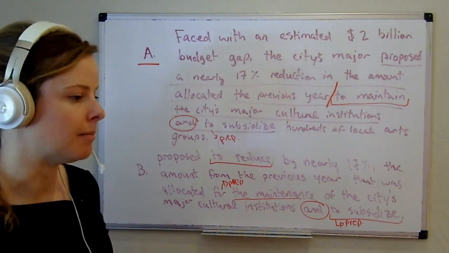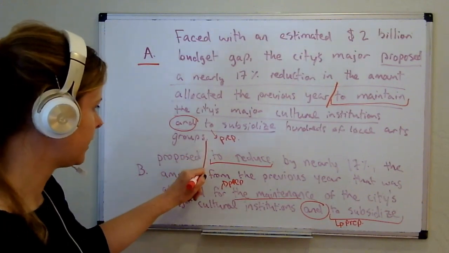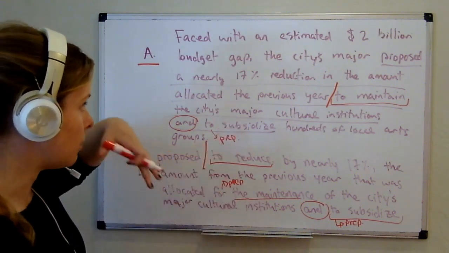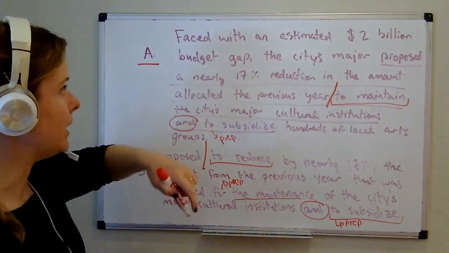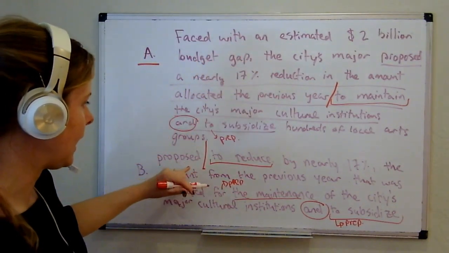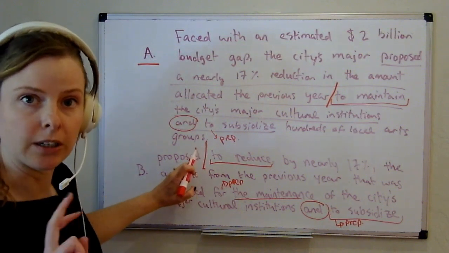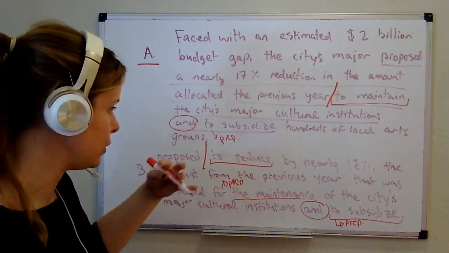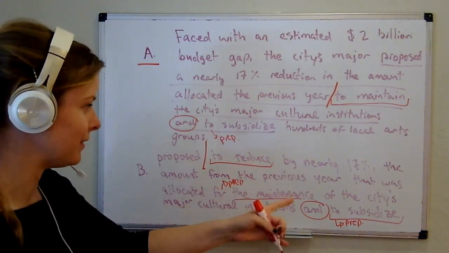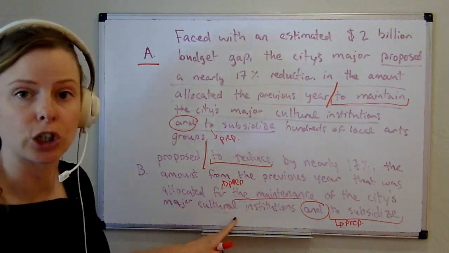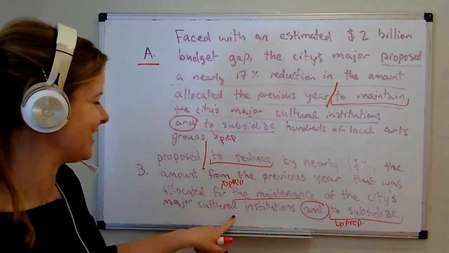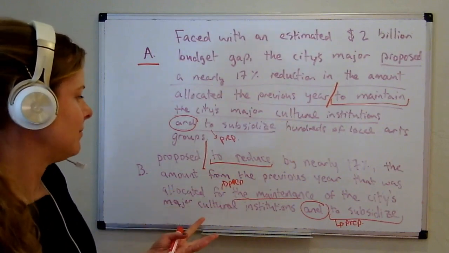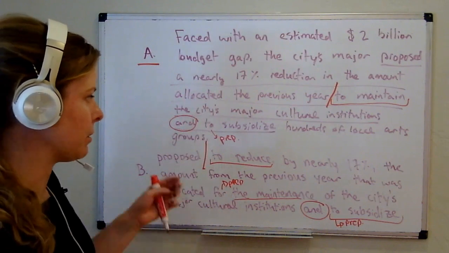But let's take a look at the meaning and see, does it actually work to end our stem here and then list these two things in parallel? Again, we've got this city mayor who is faced with this budget gap. And then as written in B, the city mayor is proposing two things. First, he or she is proposing to reduce by nearly 17% the amount from the previous year that was allocated for the maintenance of the city's major cultural institutions. Man, that's a mouthful. So that makes sense. That works so far. It's kind of in line with what we've seen earlier.